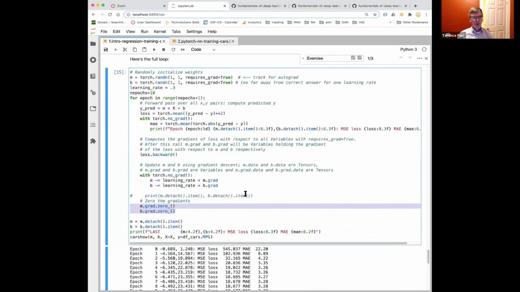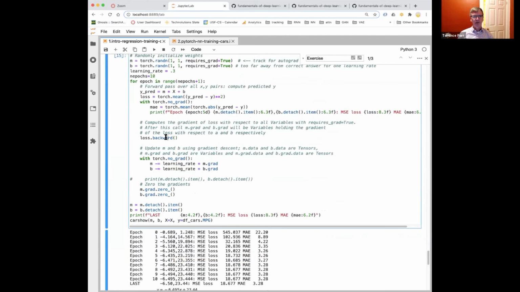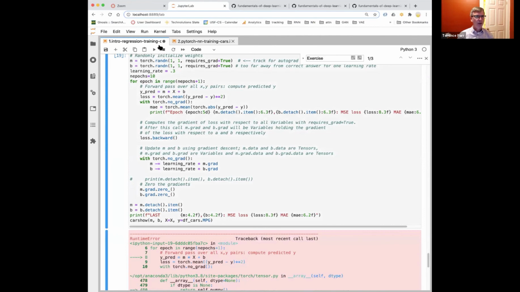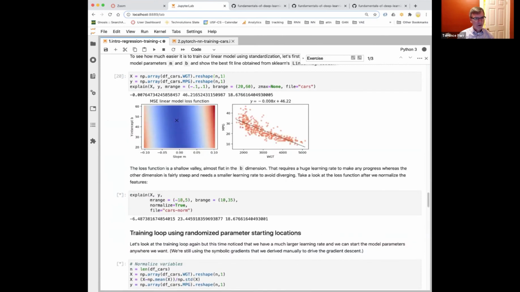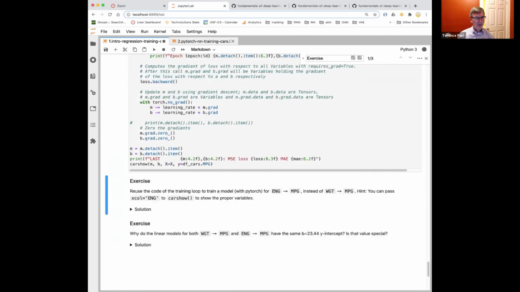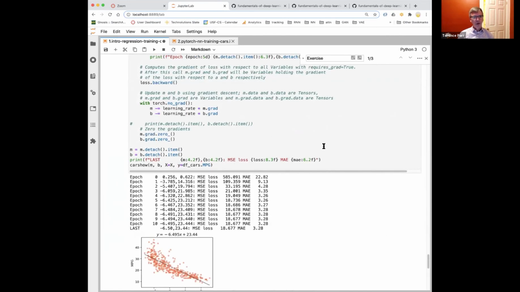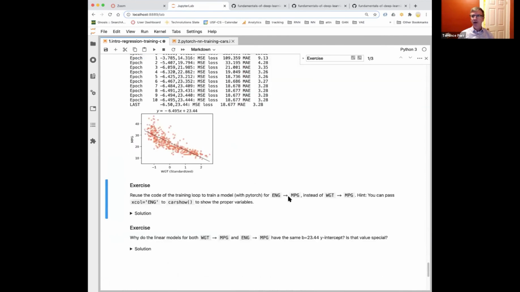The loop is almost identical. We just don't have to manually compute our symbolic derivatives. So I run this thing, assuming I have to start from the top here and run all the way through. Let's see if we can do that here. There we go. Okay, so once again, I get a decent solution through here. And we're at 648.